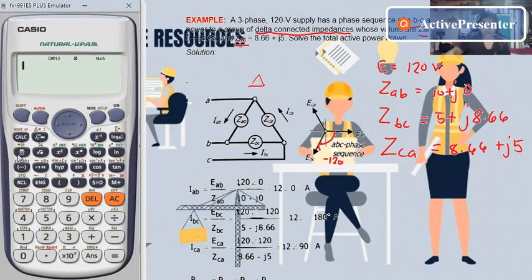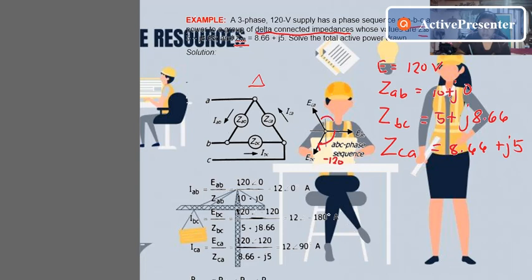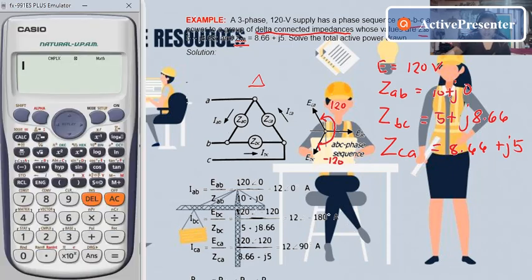Solving for ICA, we can see in our phase sequence that the angle of our ICA is positive 120 degrees. So solving for ICA, we have a 120 voltage with an angle of positive 120.